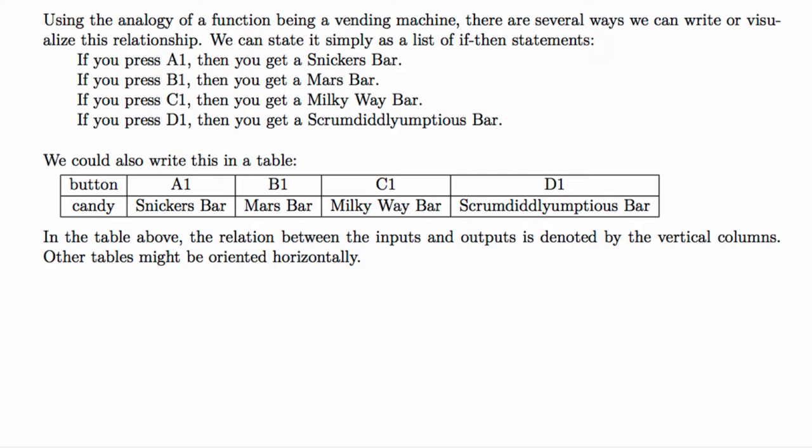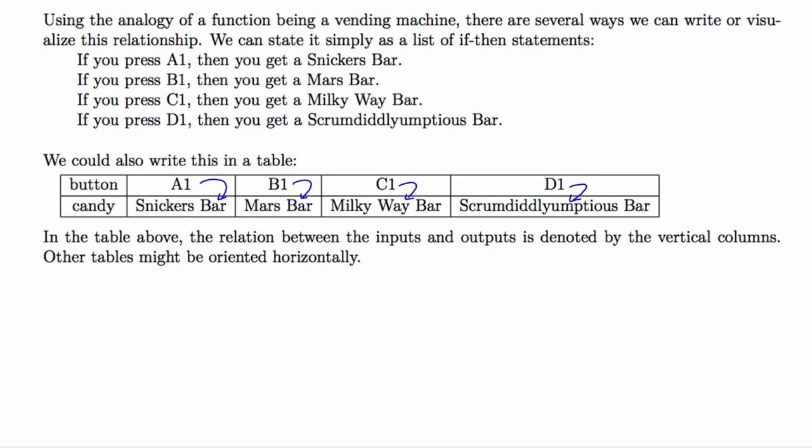Another way to organize this with fewer words is to use a table. In this table, we will have one row representing the inputs, or the buttons, and a second row representing the candy. In this table, the relation between the input and outputs is denoted by the vertical columns. So this tells us that the A1 is paired with the Snickers bar, the B1 is paired with the Mars bar, and it's the same relationship that we had given up above, C1 and D1 still being paired with Milky Ways and scrumdiddlyumptious bars respectively.